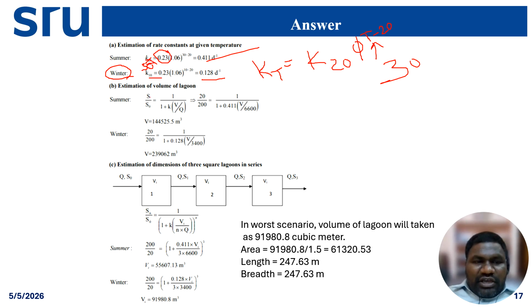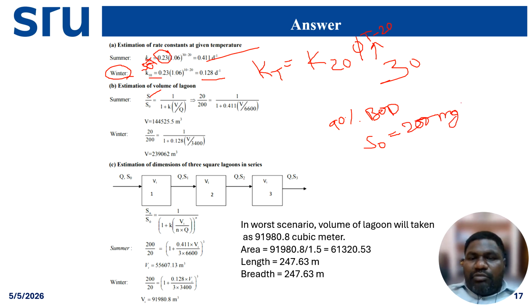So here is the effluent BOD. How to calculate? It is required to design for 90 percentage BOD removal. Initially the BOD will be 200 milligram per liter. See here, 90 percentage removal means the effluent will be only 20.